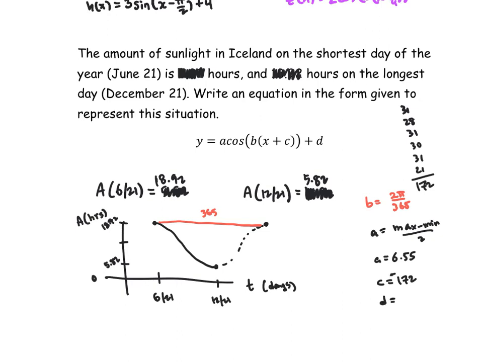And D will be our max value plus our min value divided by 2. Or what you could do is take your min value and add A. All right, I'm going to do min value plus A, which should be 5.82 plus 6.55. Okay, so I'm getting a D value equal to 12.37.